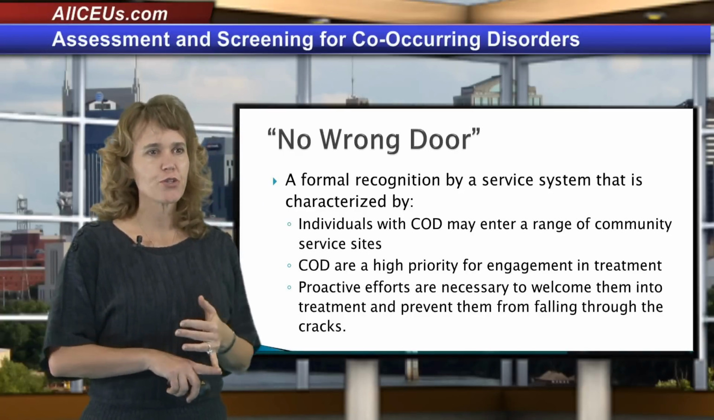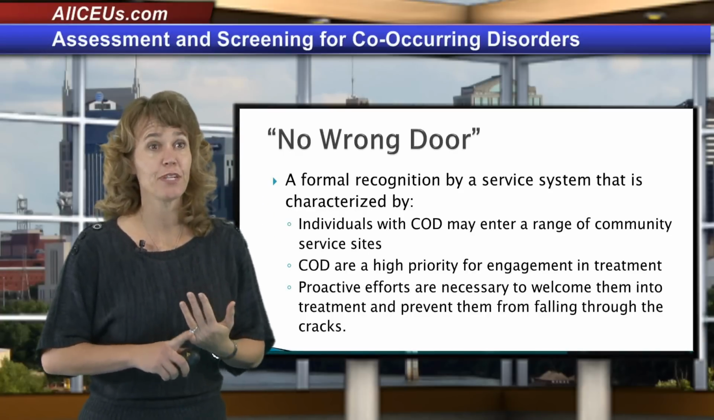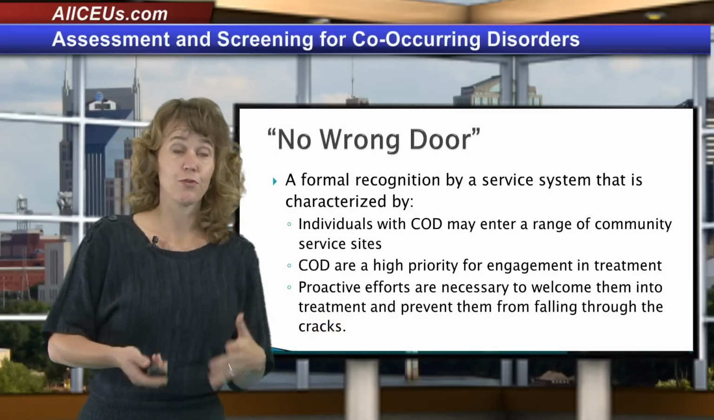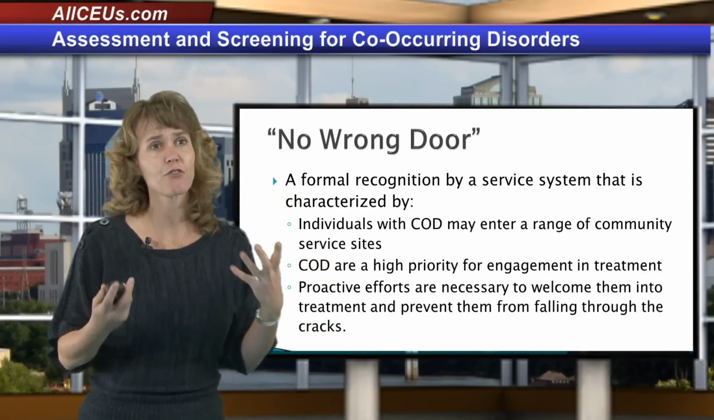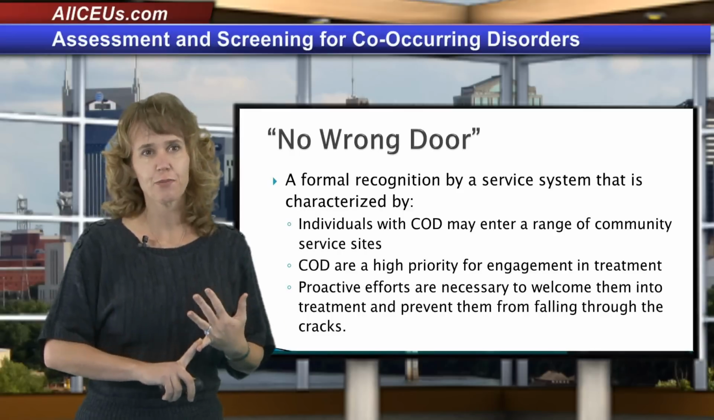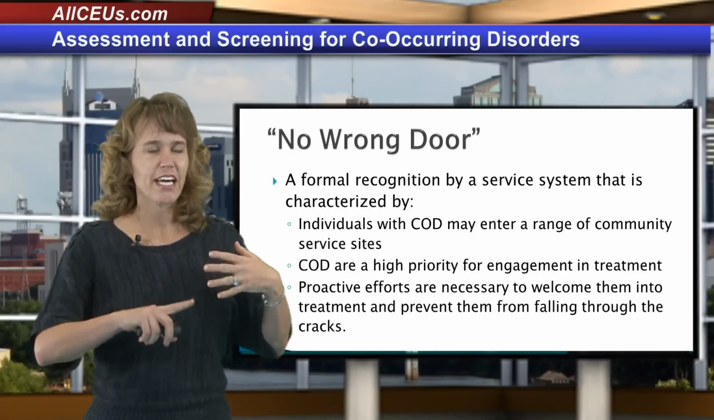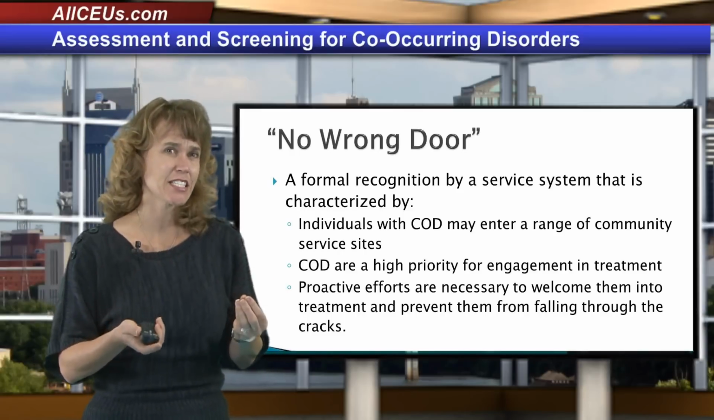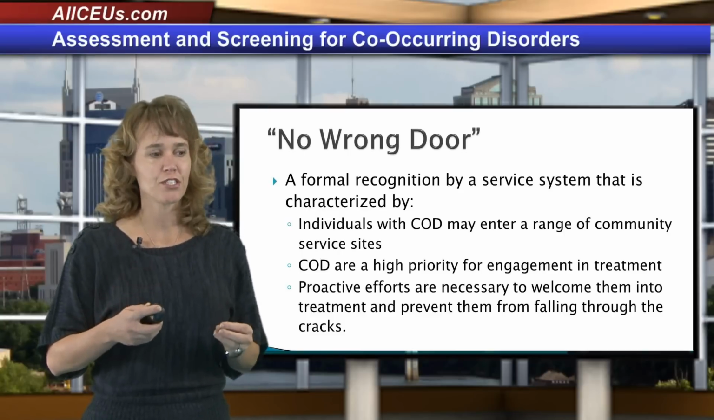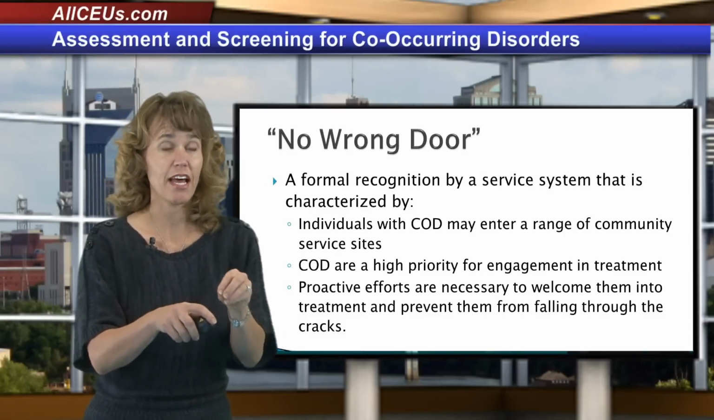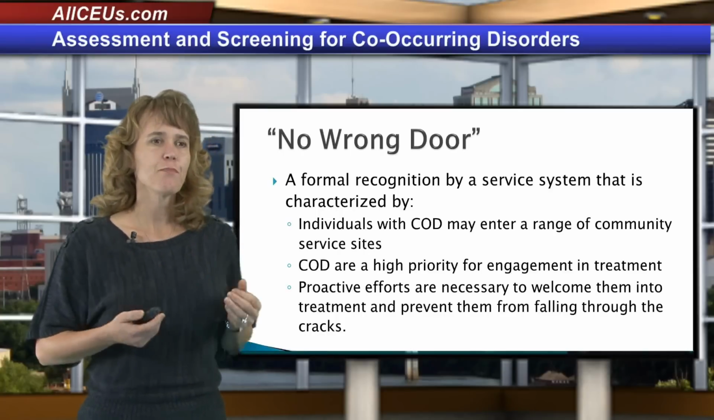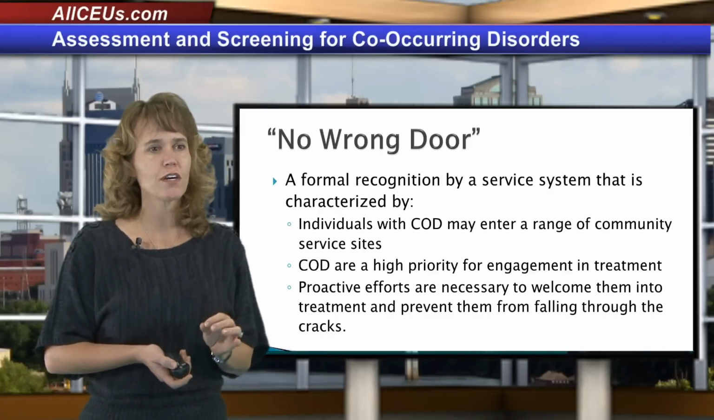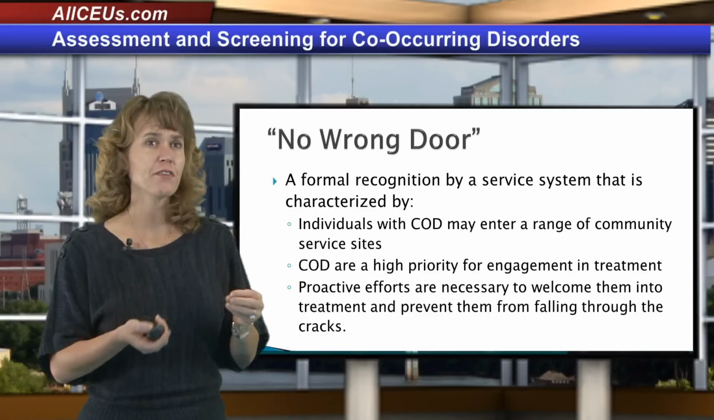People with co-occurring disorders are a high priority for engagement and treatment. Why? Well, they've got mental health and substance abuse stuff going on. So they've got a lot of risk factors for high-risk behaviors, medical complications. There's a lot of things that would make society really want to tend to this person and prevent their problem from getting any worse. And proactive efforts are necessary to welcome them into treatment and prevent them from falling through the cracks.